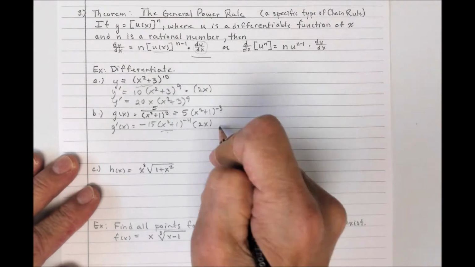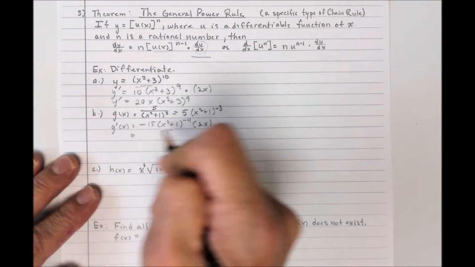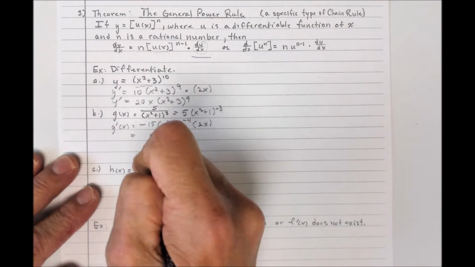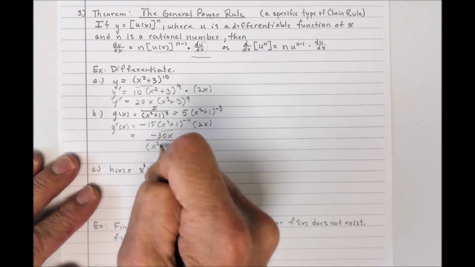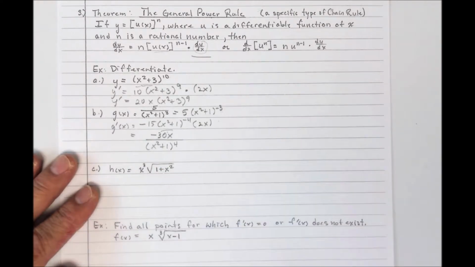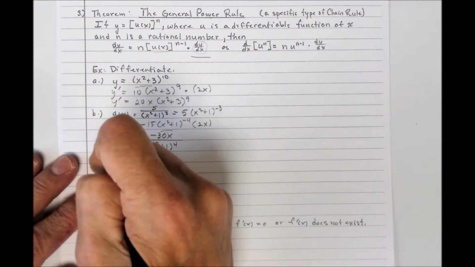So this is going to give me, I'll put it below here, negative 15 times 2x is negative 30x, all over, and I don't like those negative exponents in my final answer, to the 4th power in the denominator. This is g prime of x.